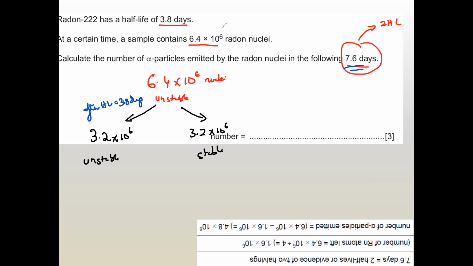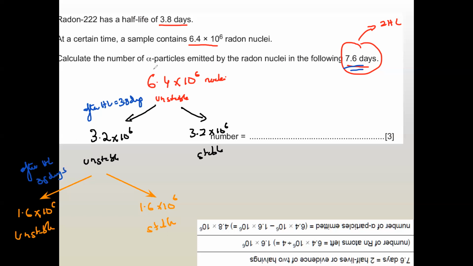So after another half-life, what will happen? The unstable ones will further decay. Out of the 3.2, 1.6 into 10 to the power 6 will be unstable, and half of this, 1.6 into 10 to the power 6, will be stable. That is after another half-life, which is 3.8 days.